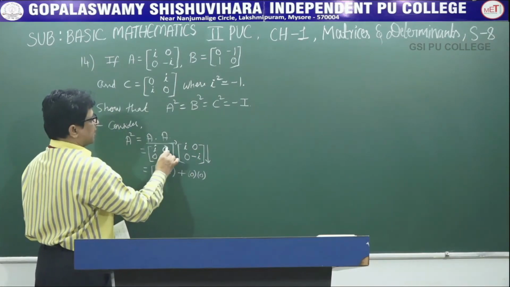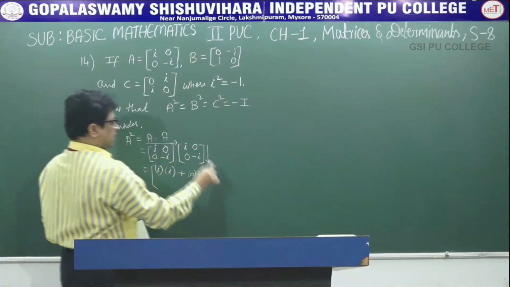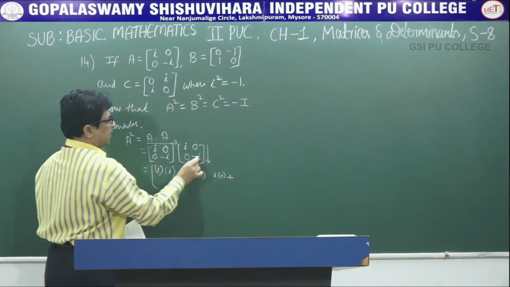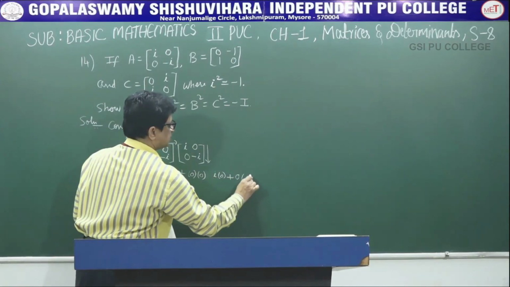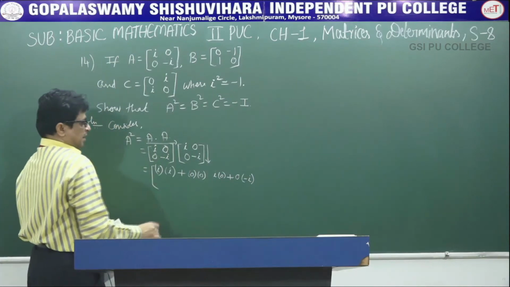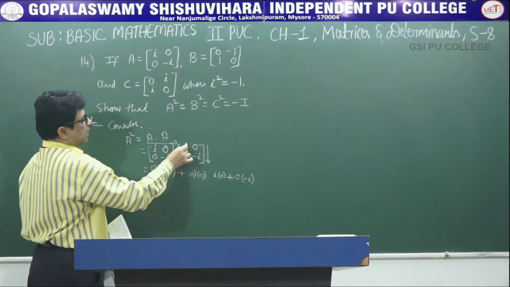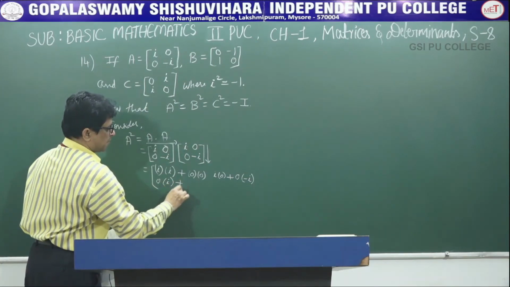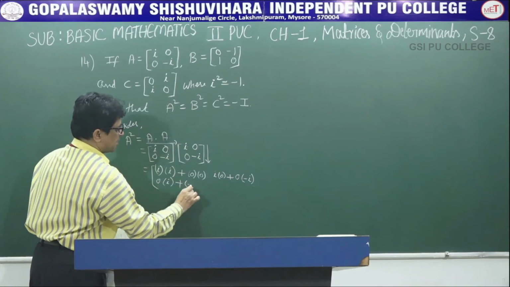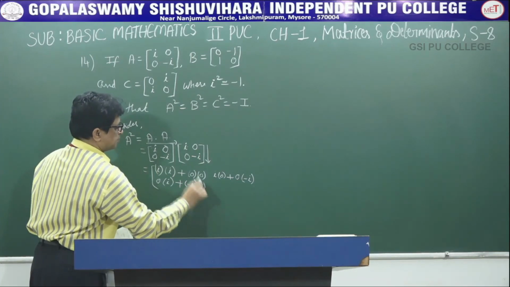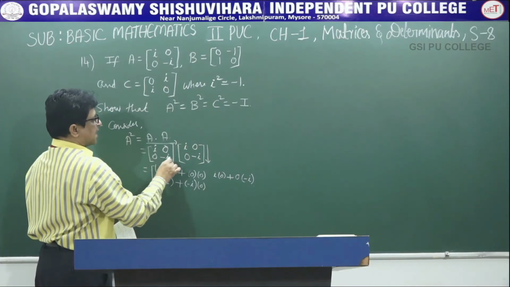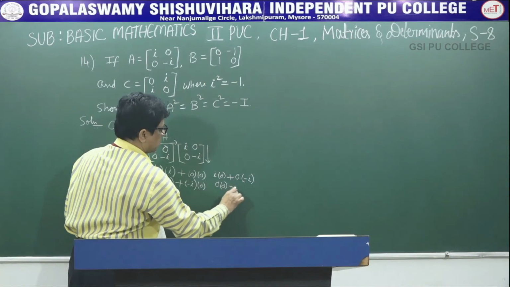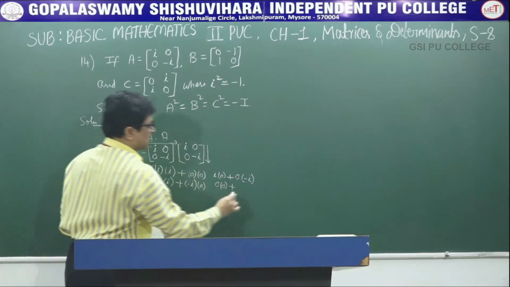Next element is first row into second column, I into 0 plus 0 into minus I. Next element is second row into first column, 0 into I plus minus I into 0. Next element is second row into second column. So, 0 into 0 plus minus I into minus I.